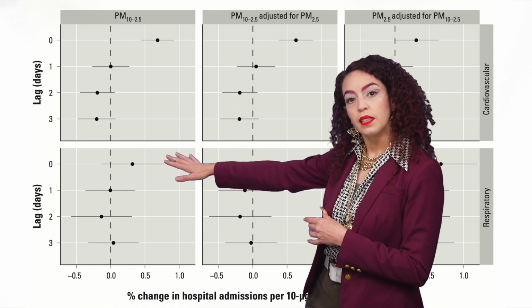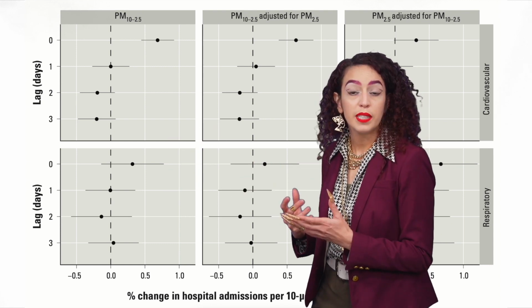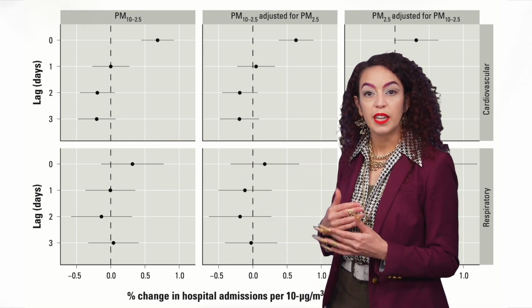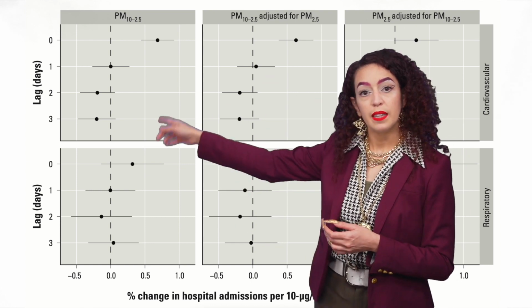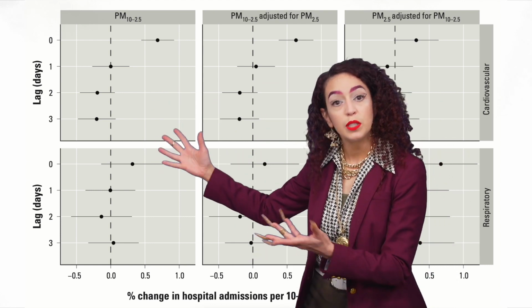On the y-axis on the left, we see the lag, which tells us what, if any, differences we see in health effects over different lag periods. Then we have what are known as facets. That allows you to put even more variables into a plot.